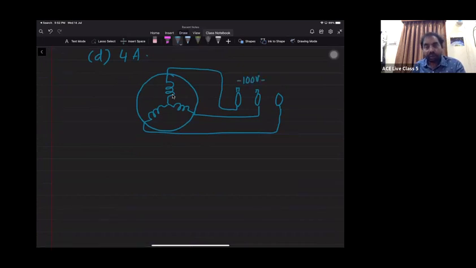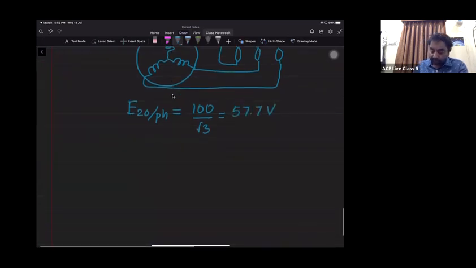Standstill means when the rotor is stationary. Whatever voltage we have between the two slip rings is a line voltage. But in all our calculations, we need the phase voltage. So E2 naught per phase is equal to 100 by root 3, because the windings are connected in star. That is 57.7 volts. Then what is the slip given? 4%. So what is the per unit?